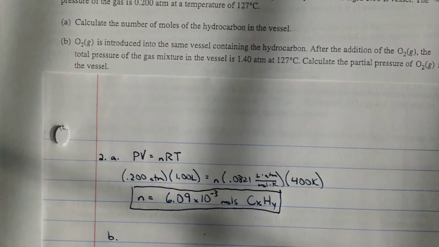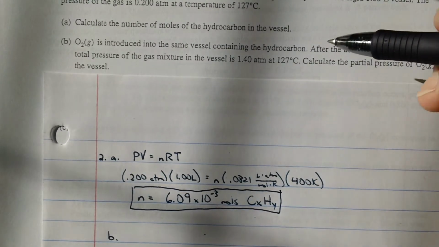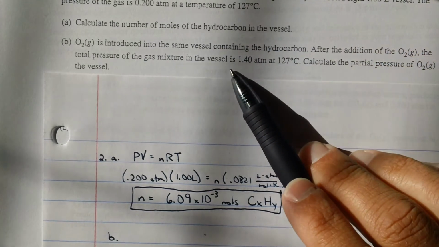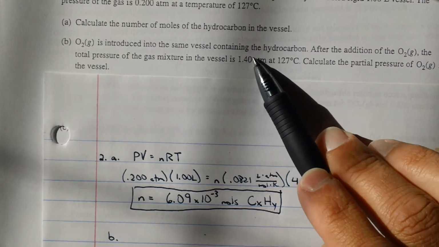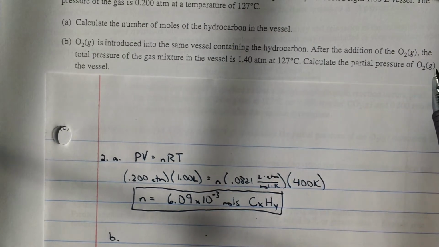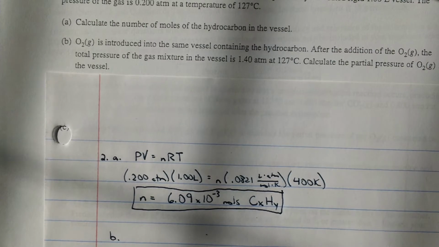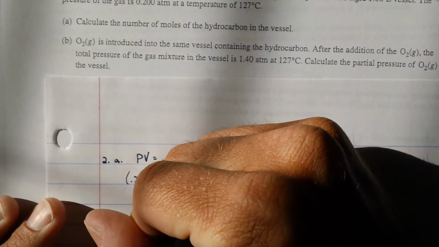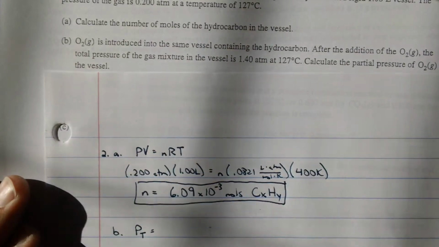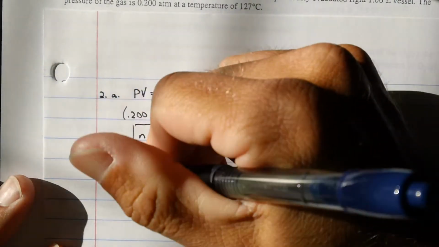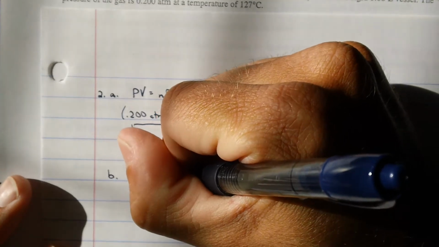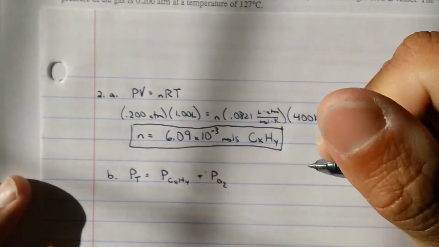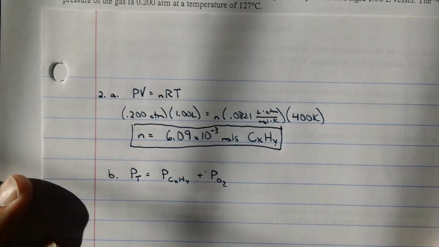It says oxygen is introduced to the vessel. It's not a shock. So that hydrocarbon is going to burn. After the addition of oxygen, the pressure of the gas mixture in the vessel is 1.4 atmospheres. Calculate the partial pressure of the oxygen in that vessel. So we have a total pressure. This is like a really simple Dalton's law partial pressure problem here. Total pressure is going to equal the pressure of the hydrocarbon plus the pressure of the oxygen that was injected in there.